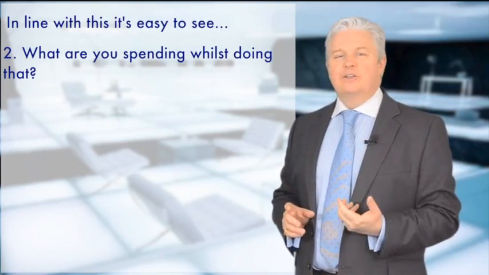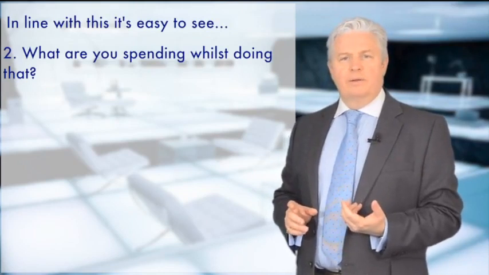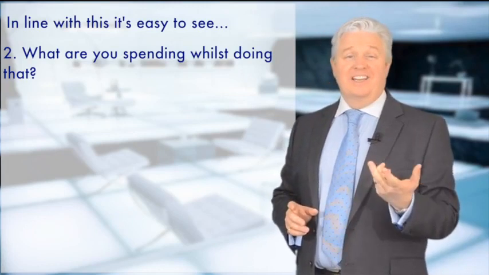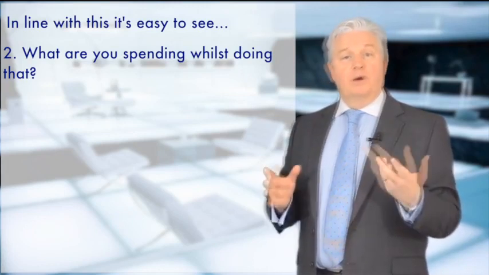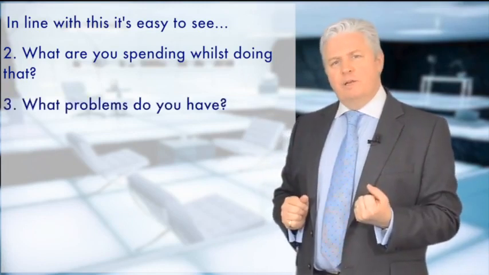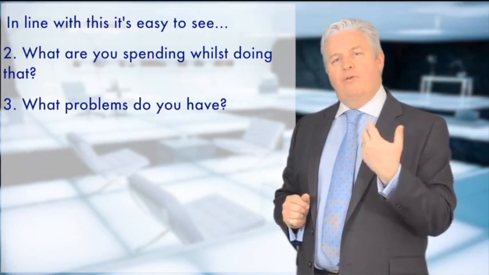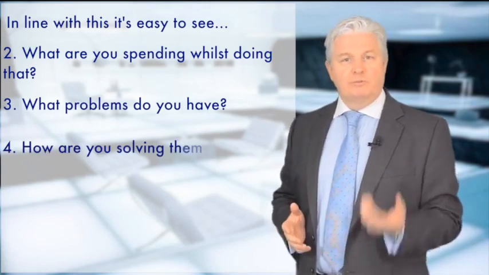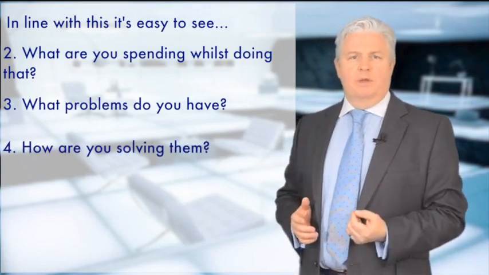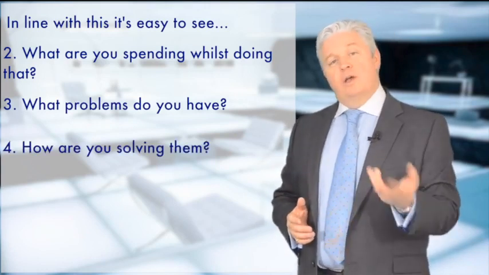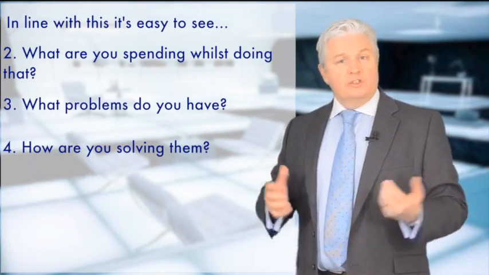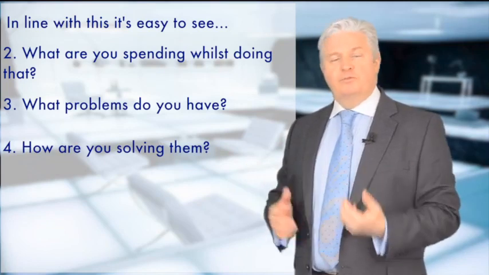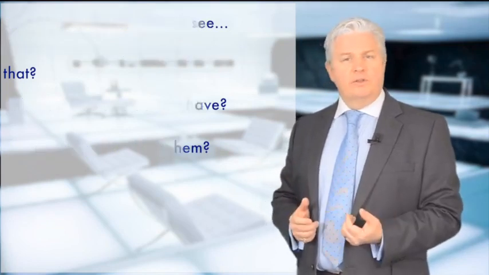In line with this, it's easy to see what are you currently spending on that, following on directly from what is it you're doing at the moment. So in training it would be, well, how much are you spending on training? And actually you can then move it on to the next part. Are you having any problems with your training at the moment? And obviously then you move on to the last part, which is, and how are you solving those problems at the moment? You might say in training terms, how are your staff at the moment? Do you have any problems with them? How are you solving those problems, and what are you spending on solving those problems?